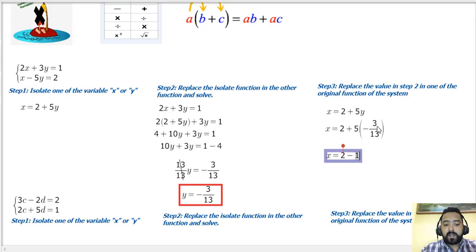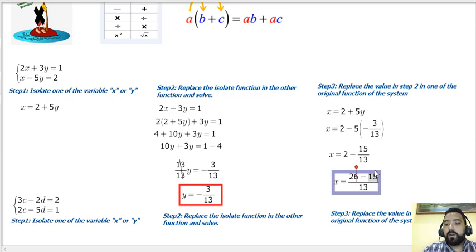So we are going to have x equal 2 plus, and we are going to multiply 5 times negative 3, which gives us negative 15 over 13. We copy the number 13 because it's the denominator. So x is going to be 13 times 2, which is 26. So it's going to be 26 minus 15 over 13.